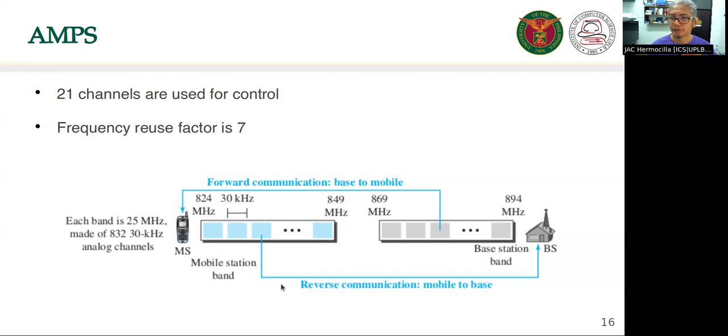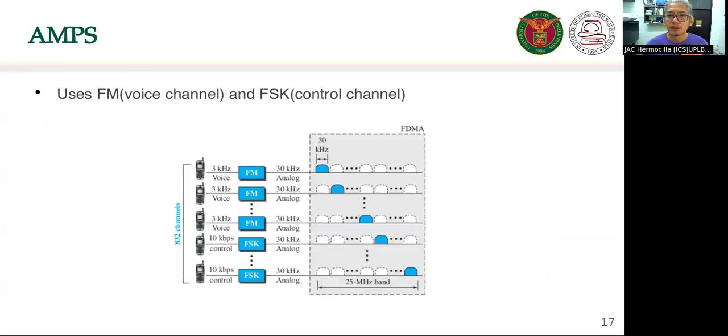As you can see here, you have the forward communication, which is base to mobile. And then you have the reverse communication, which is mobile to base. Each band is 25 megahertz and made of 832 30 kilohertz analog channels, which are basically used for voice communication. For the low-level mechanism, AMPS uses frequency modulation for the voice channel, and frequency shift keying for the control channel.